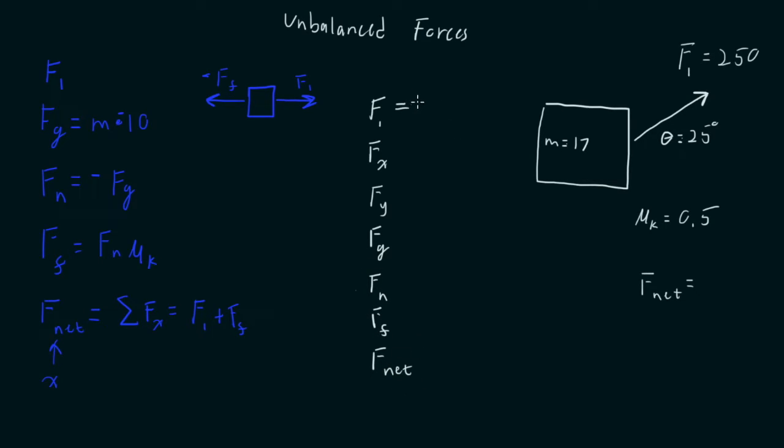All right, so F1 is going to be 250 newtons. Now Fx is going to be F1 times the cosine of theta. And Fy will be F1 times the sine of theta. Let's go ahead and figure those out. So my Fx is going to be 226.6 newtons, and Fy is going to be 105.7. Now my force of gravity will be 17 times negative 10. That'll be negative 170. And my force normal, this is now going to be a little bit different.